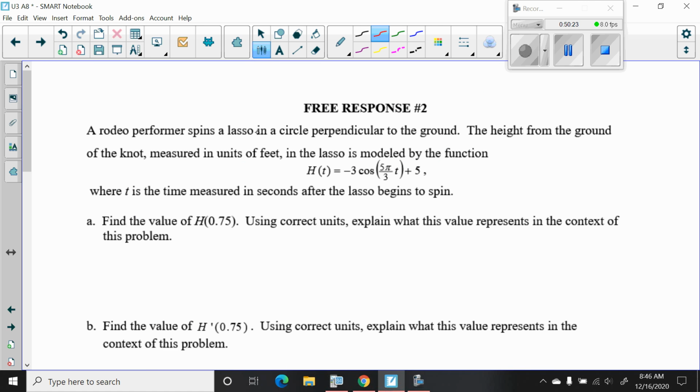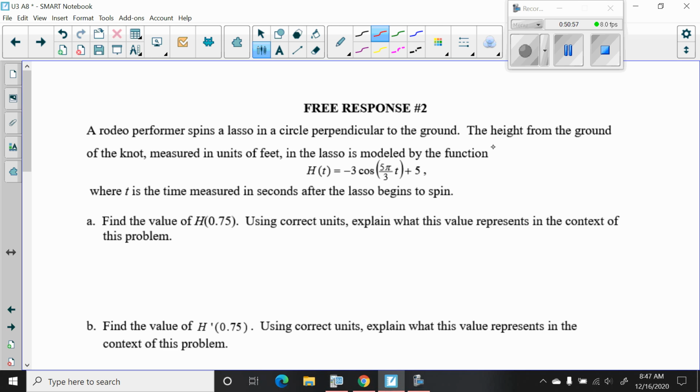And free response number 2. The rodeo performer spins a lasso in a circle perpendicular to the ground. The height from the ground of the knot measured in units of feet in the lasso is modeled by the function h of t equals -3 cosine, plus 5, where t is the time measured in seconds after the lasso begins to spin. Find the h of 0.75 using correct units. What is the value represented in context of the problem?